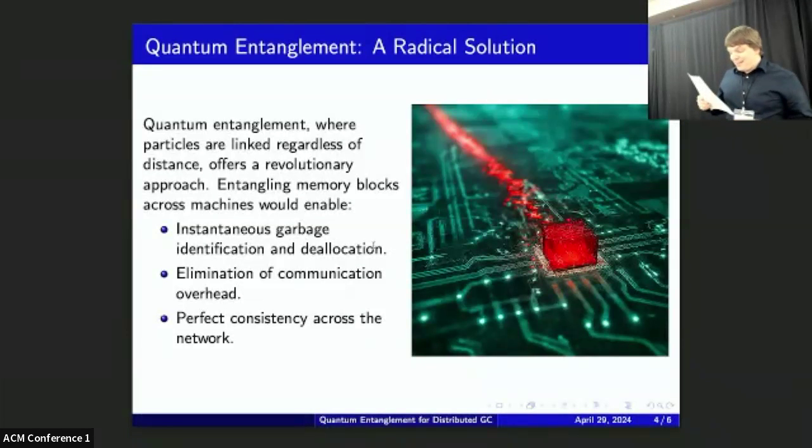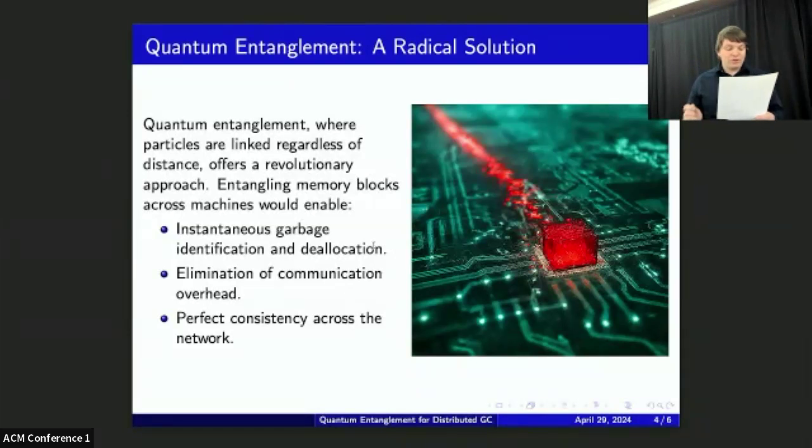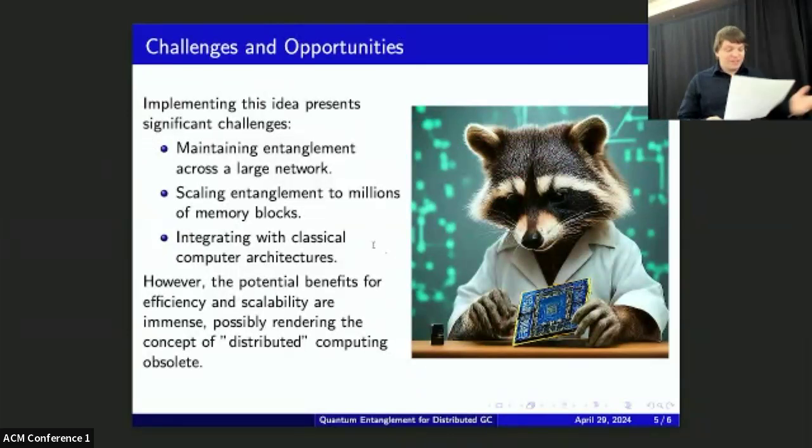Quantum entanglement, a phenomenon where particles are linked regardless of distance, offers a revolutionary approach. Imagine entangling memory blocks across different machines in the network. When a block is identified as garbage on one machine, its entangled counterpart on another could be instantaneously recognized and deallocated. This would eliminate communication overheads and ensure perfect consistency across the network, enabling garbage collection to occur at the speed of light, regardless of the physical distance between the machines. Implementing this idea presents significant challenges.